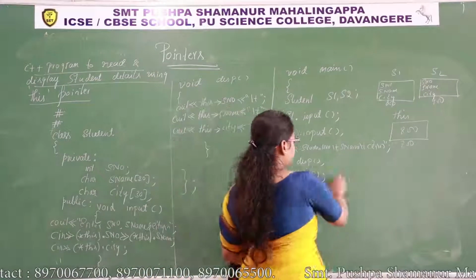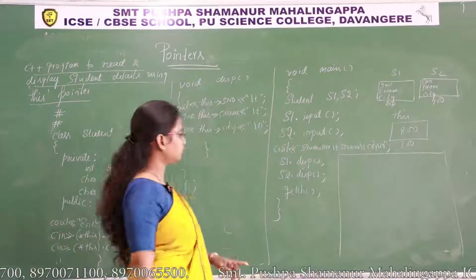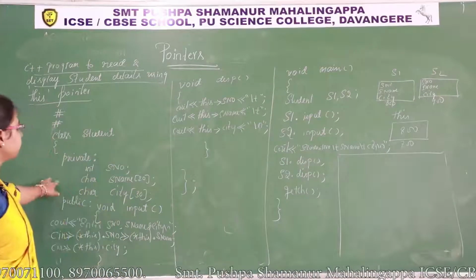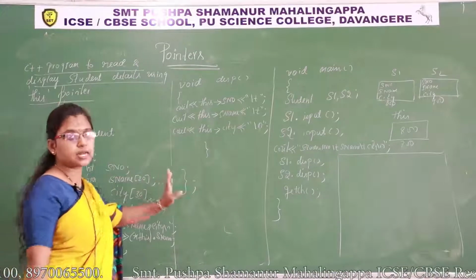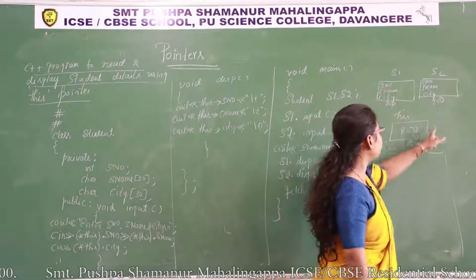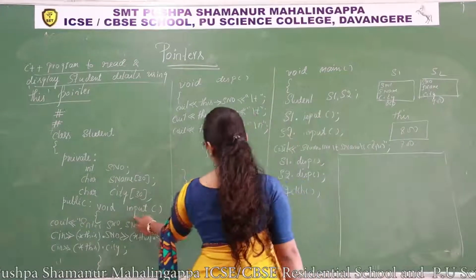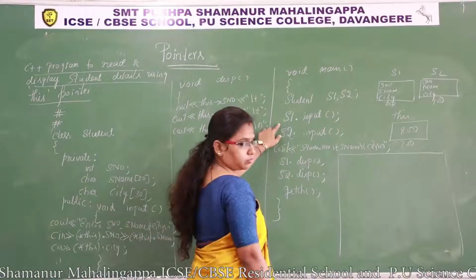Let us see the output. This is an output screen. See here, execution always starts from the main function. So when you create the object, this will happen. S1 dot input. Which function? Input function. Which object? S1 object.